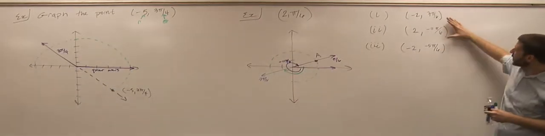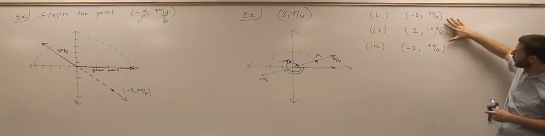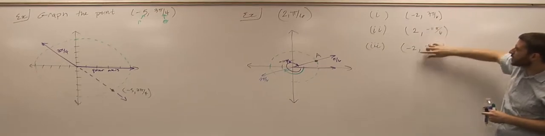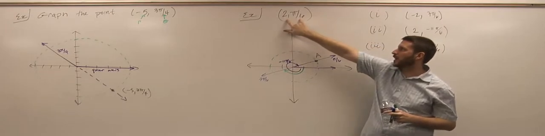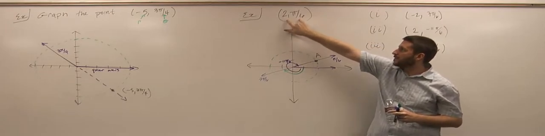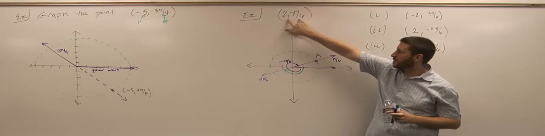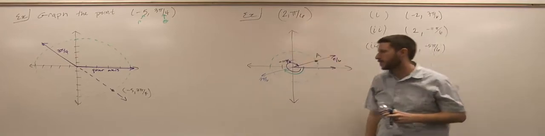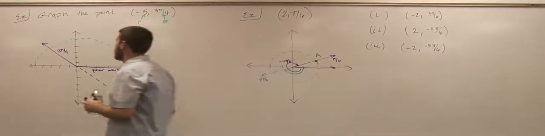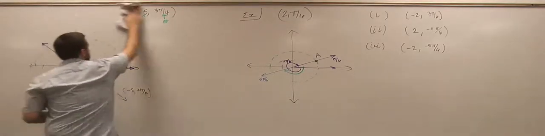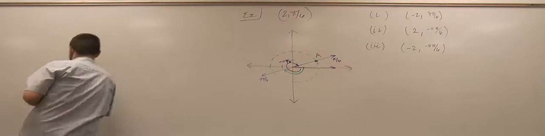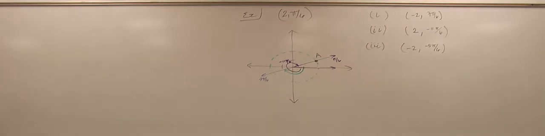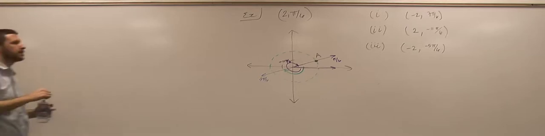But remember what I said at the end of last class: no matter what point I give you, you can always find a representation that has a positive radius and an angle that's less than 2 pi. And in fact, you can always find exactly one representation except at the pole. The pole has an infinite number of representations. The pole is going to be 0, anything. But every other point has only one representation for r positive and theta less than 2 pi.